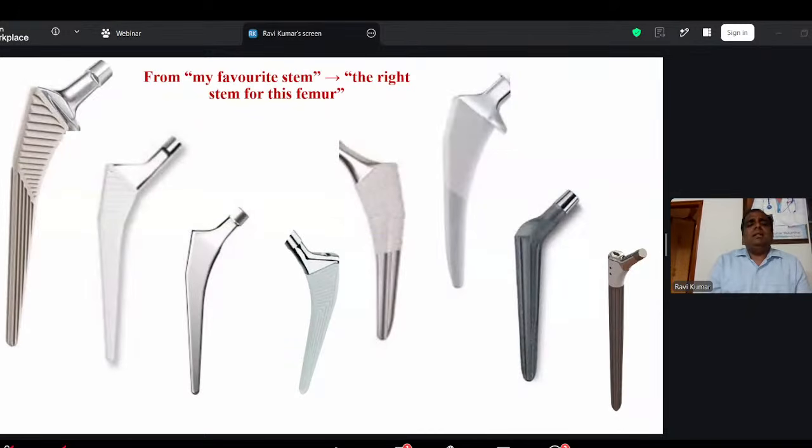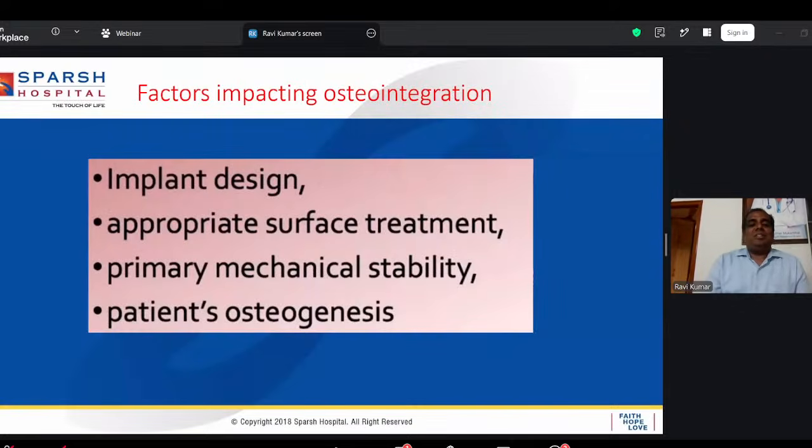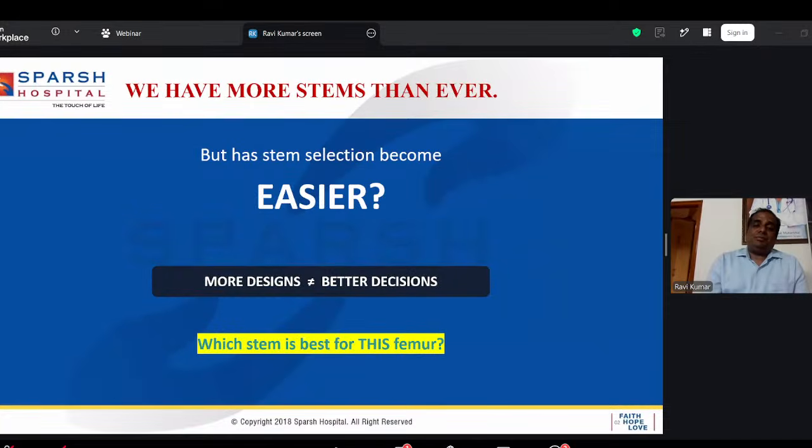When you see this slide, there are so many pictures of the stems, and of course, we'll definitely think there is so much variation in the stem design, geometry, fixation methods, and so on. So that's why so many stems or the development has caused confusion. So I believe the factors we should consider while designing are the type of design, what surface treatment, what type of stability it gives, and how osteogenesis may help in the integration.